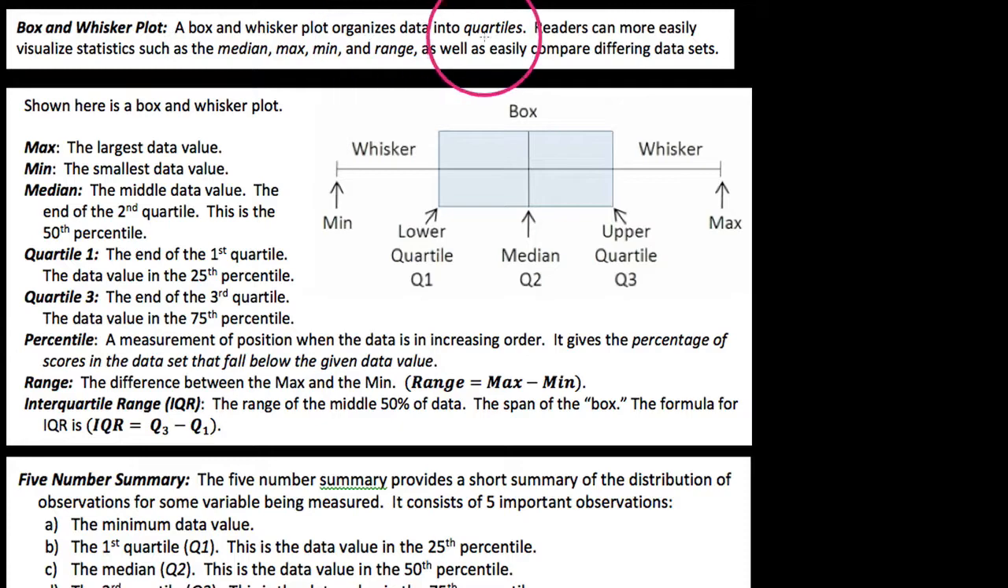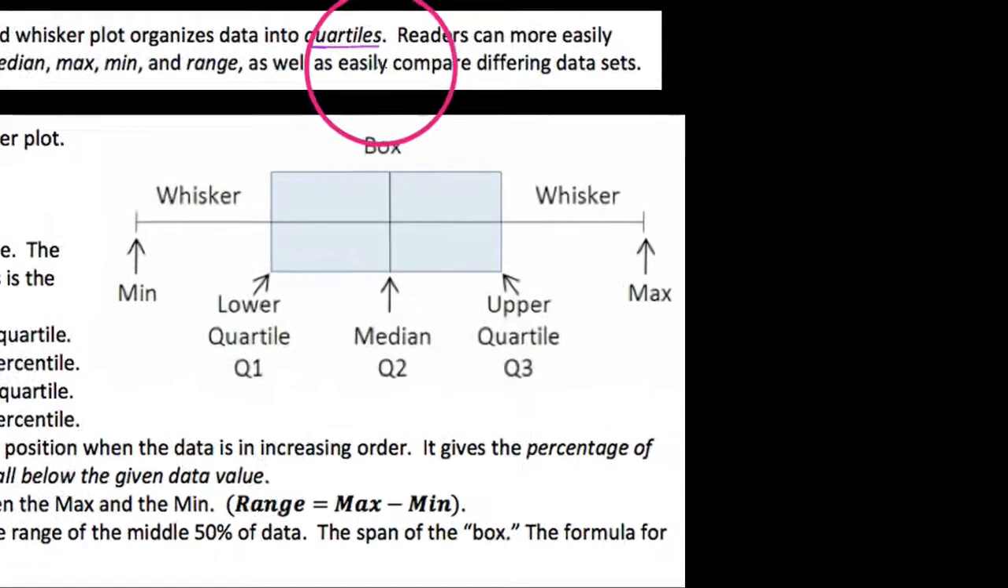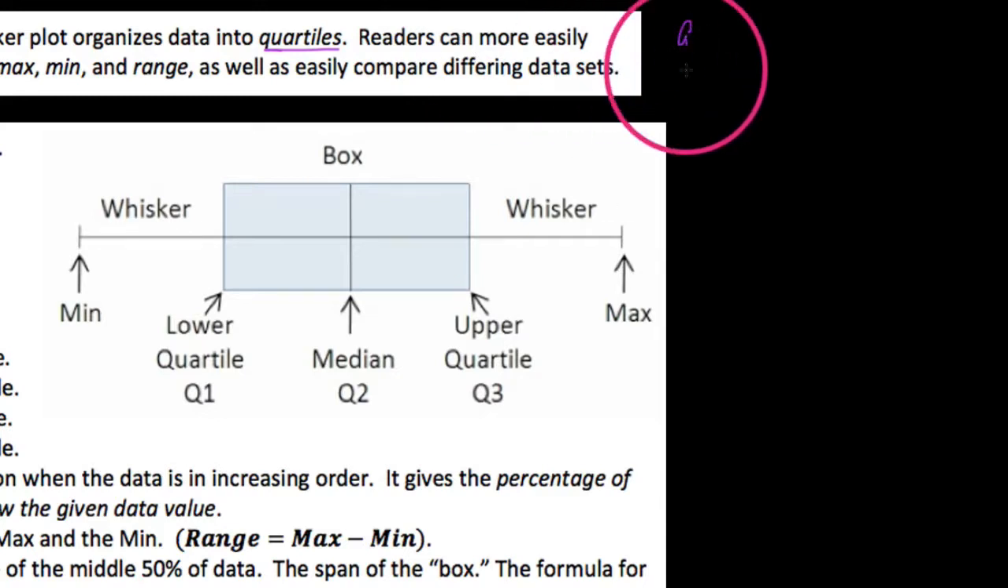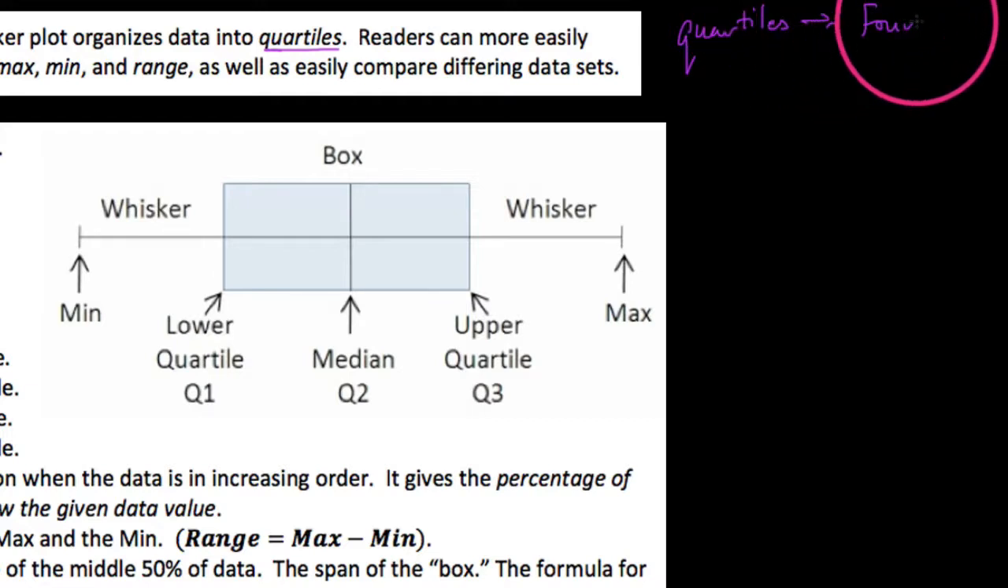So we say a box and whisker plot organizes data into quartiles. The very first word we're going to visit is this word quartile. When we talk about quartiles, we mean fourths of something. So really what we're going to be doing is placing our data in order and splitting it up into 4 equal sized pieces. We're quartering our data: quartiles.